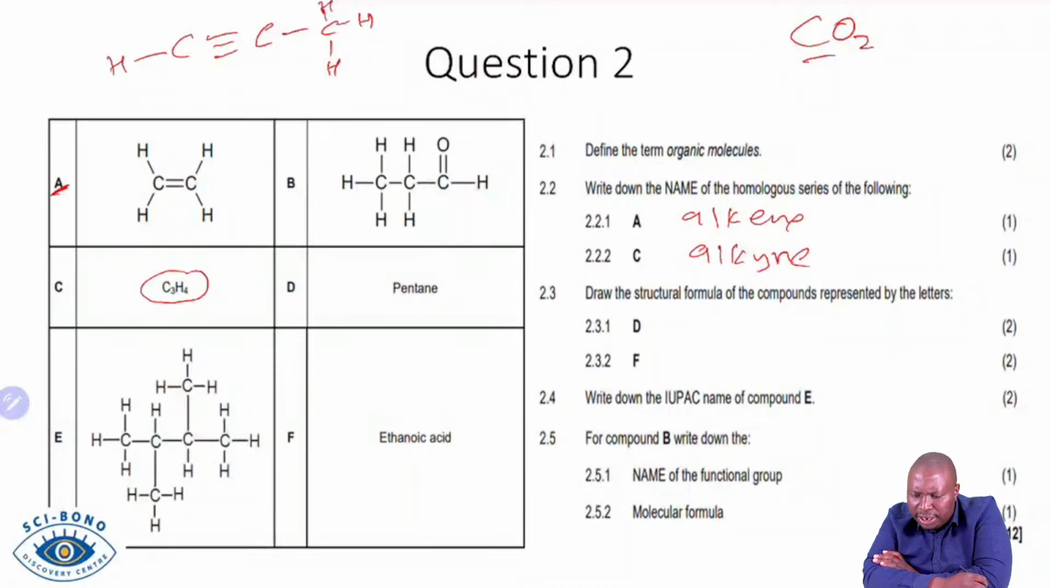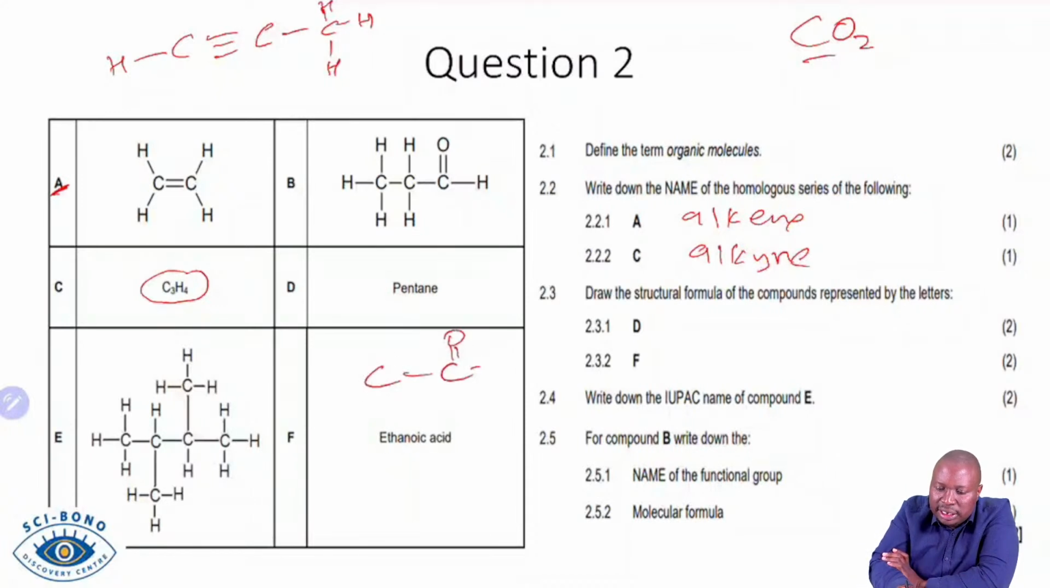Now let's look at 2.3. 2.3 is saying draw the structural formula of the compounds represented by the letter. Now you have to draw, which is what we were doing. We have drawn D and F. If I go to the previous slide, you will see that we said pent is 5. We said you are drawing the 5 carbons. You are writing down the 5 carbons bonded to each other and ensure that you put all the hydrogens around it, which will be your C5H12. Ethanoic acid, we said ethan is 2 carbons. We're able to draw the structure and say that is the structure of ethanoic acid.